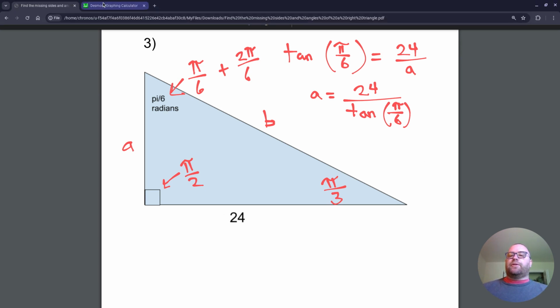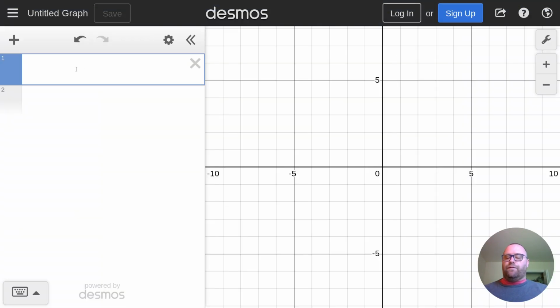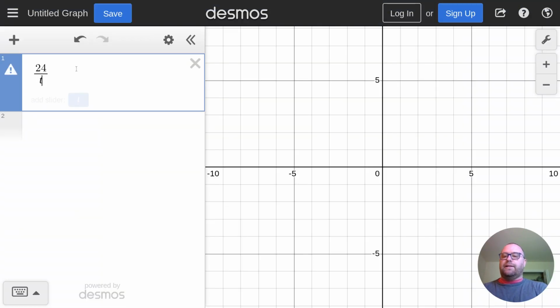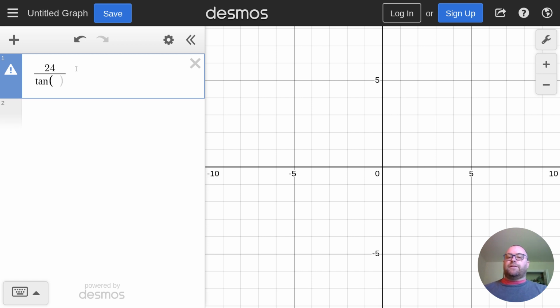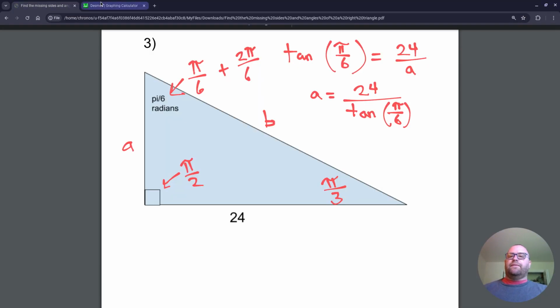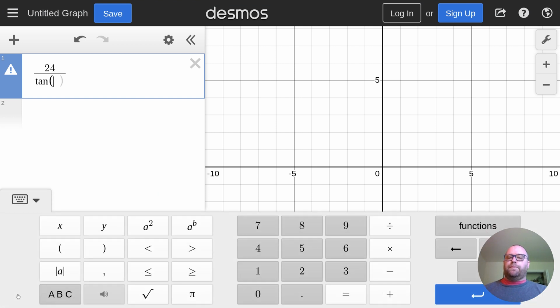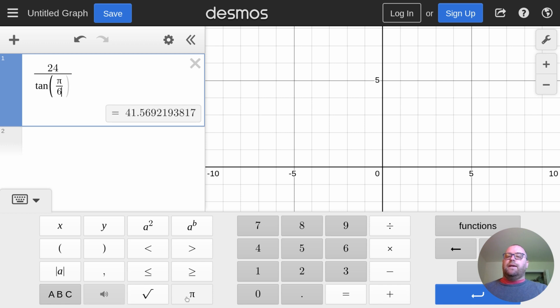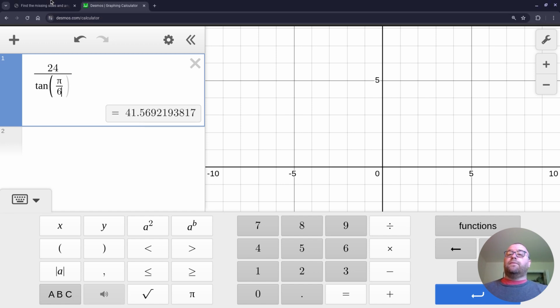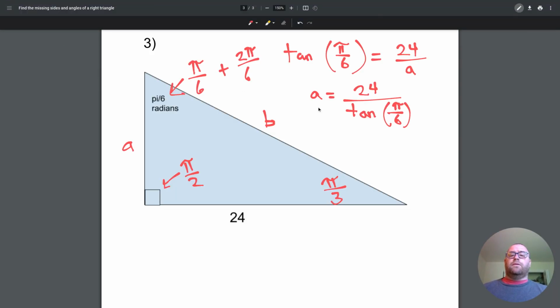Okay, let's go here to Desmos. So we're going to have 24 divided by the tangent, and then in parentheses, this is going to be pi divided by 6. So let's bring this up here, and we've got our pi, and then we're going to divide that by 6. And if we do that, we get 41.569. So I'm just going to put that as 41.57. So this is going to be 41.57.